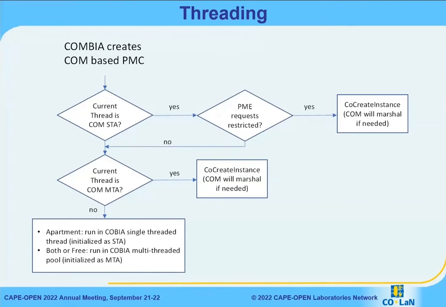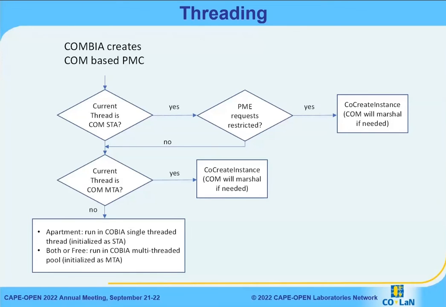If the current thread is not COM initialized as STA, we check if it might be initialized as MTA. In that case, we always simply call co-create instance on the current thread, and COM will marshal if the COM PMC turns out to be single-threaded, apartment-threaded. So everything will be taken care of there by COM.